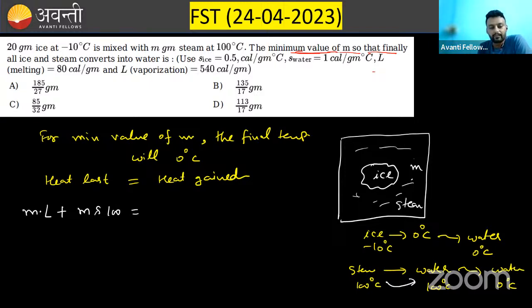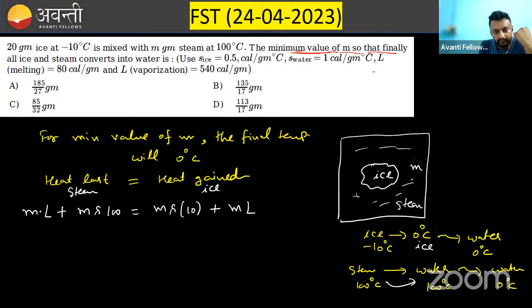This is heat loss, and this is heat gained by ice. Ice has initial temperature minus 10, and it will reach ice at 0 degrees Celsius. So that is m s delta T, where delta T is 10 degrees Celsius, plus there will be a state change. After the state change, you will say mL. Now place the values. This is for steam.